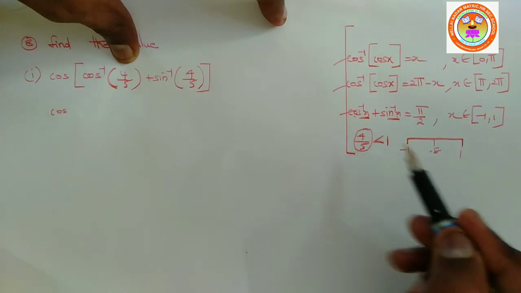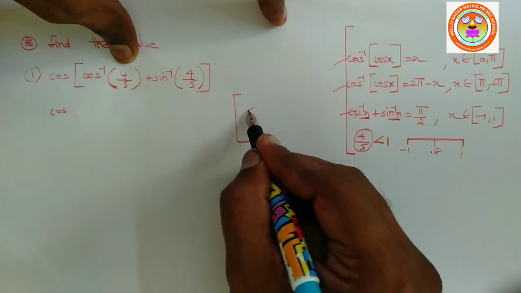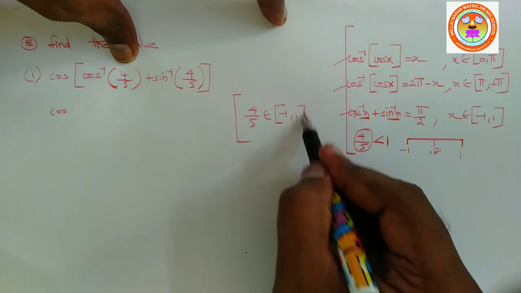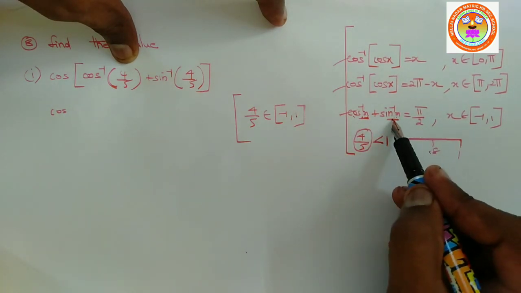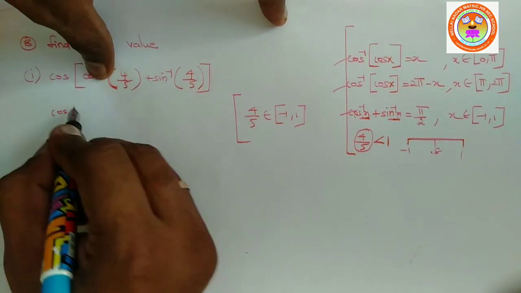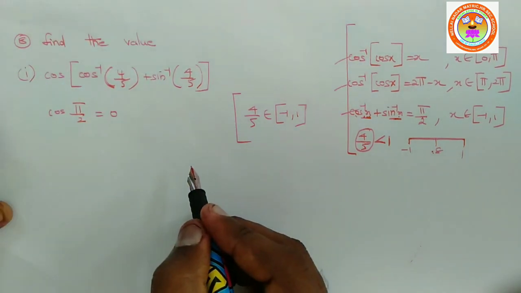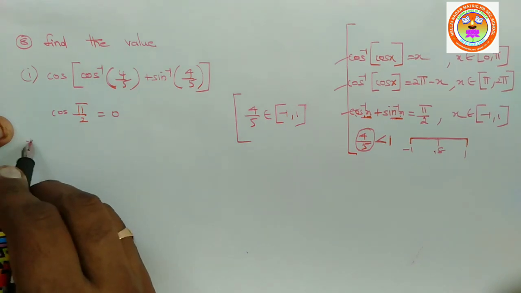What is 4 by 5? We need to check this point. Since 4 by 5 belongs to minus 1 comma 1, we can apply the formula. What is the formula? Cos inverse of x plus sin inverse of x is equal to pi by 2. Cos inverse of 4 by 5 plus sin inverse of 4 by 5 is nothing but pi by 2. What is cos pi by 2? The answer is 0. Simply we can finish. Next is the second subdivision.